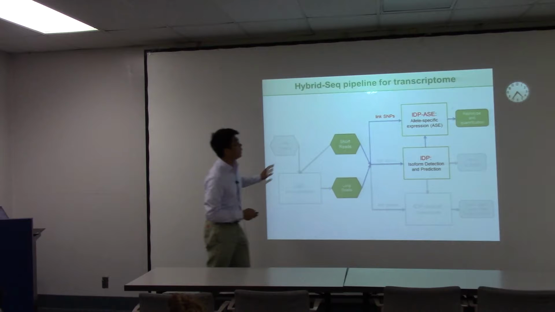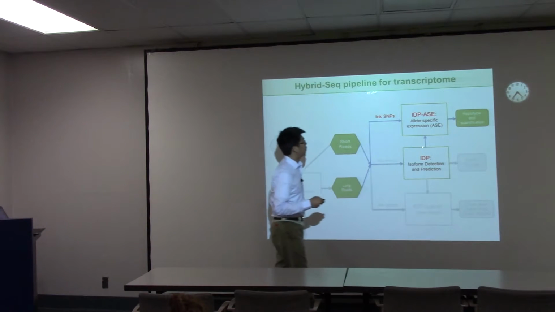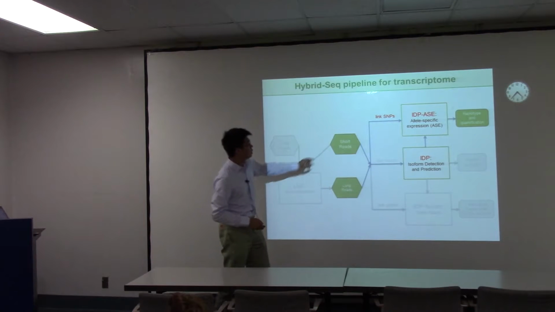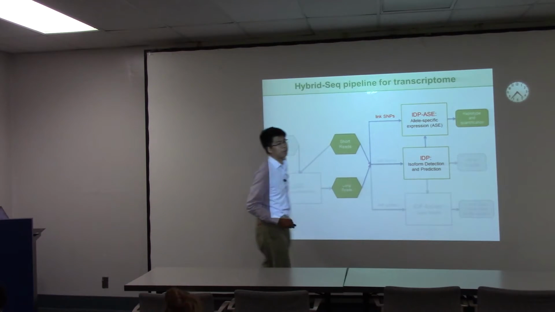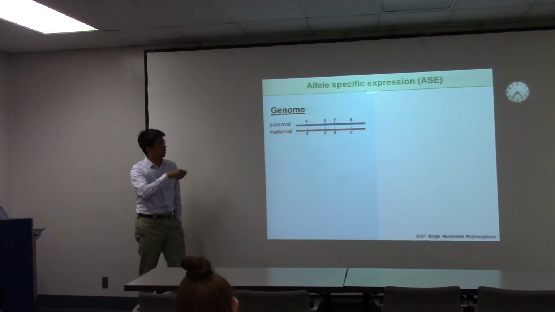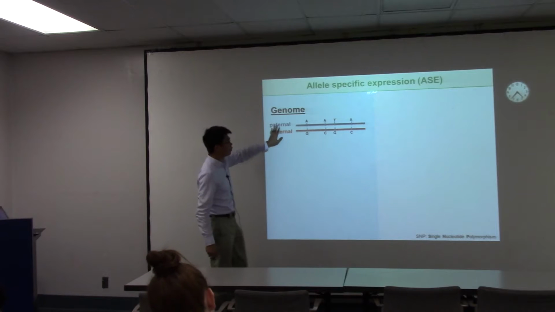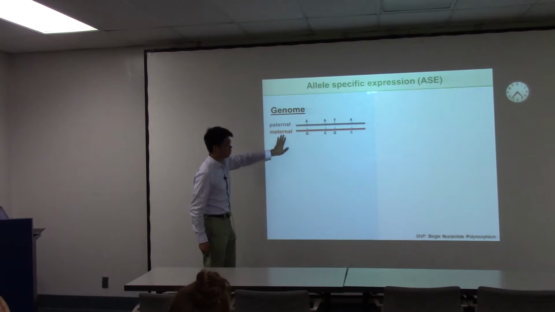Okay, we identify isoforms and we quantify the isoforms from the hybrid-seq data. And this is another tool we developed, IDP-ASE, for allele-specific expression. I think you are all familiar with this biology, but I'll just go through it briefly. We have two copies of genes in the human genome, right? So there's paternal and maternal ones.